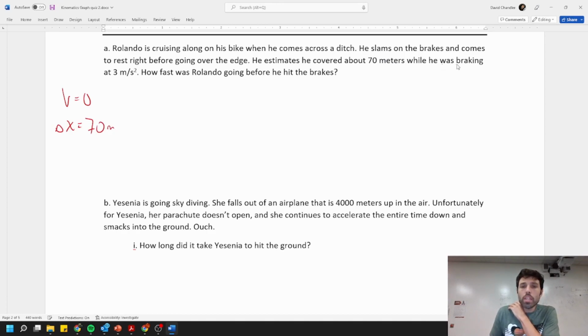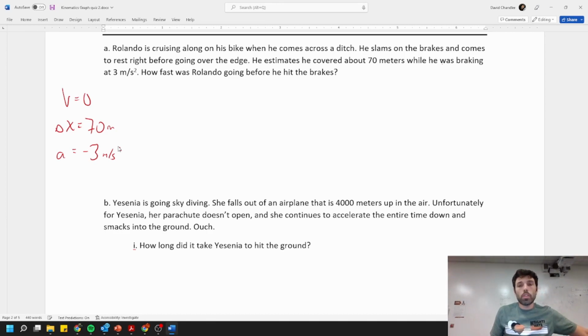While braking at 3 meters per second squared. Meters per second squared is acceleration, so my a is going to be -3. It's negative because I am slowing down. So my initial velocity is positive. I'm slowing down, so I have to have an opposite direction for my acceleration. So I got to put a negative sign in there. Hopefully you didn't forget the negative sign.